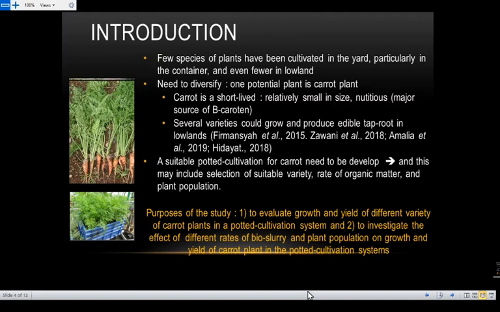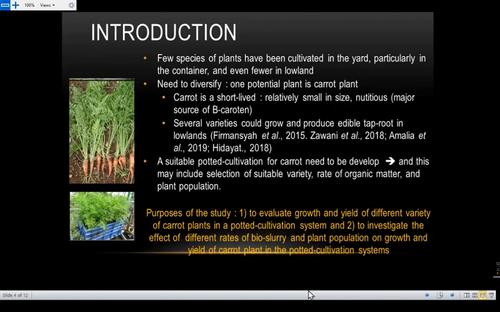The reason for this is because carrot has a short life, is relatively small inside, and nutritious, therefore suitable for cultivation in the pot. In addition, there are several varieties that could grow and produce edible taproot in the lowland. This has been seen by several researchers. However, there is a need to develop suitable potted cultivation for carrots in the yard, and this might include selection of suitable variety, rate of organic matter, as well as plant population.